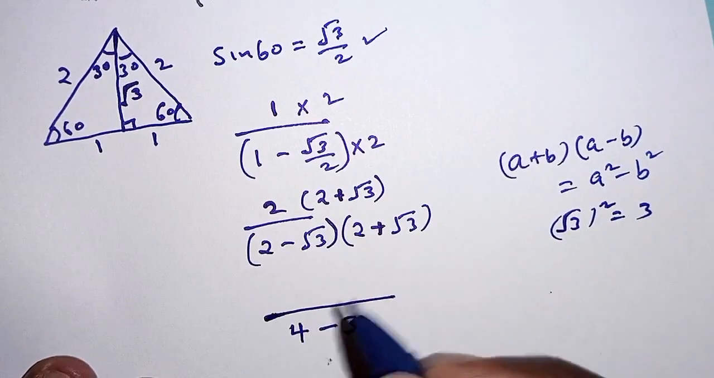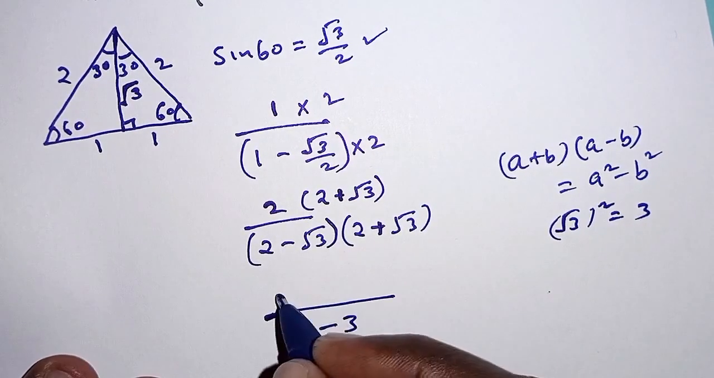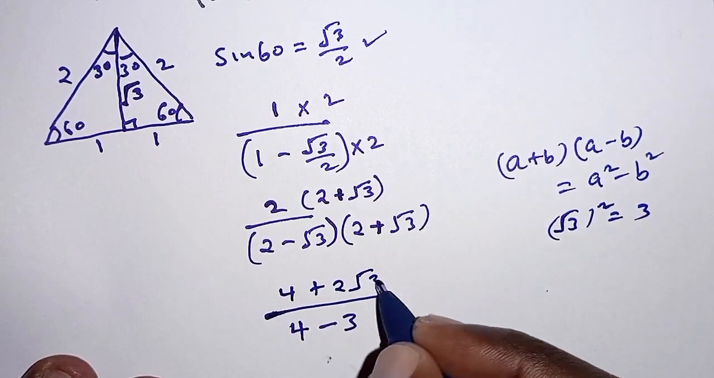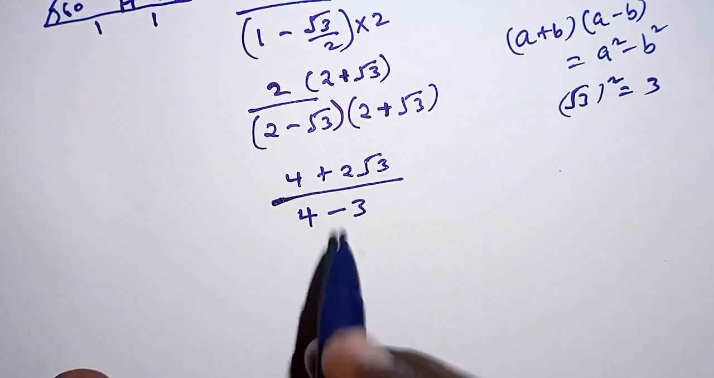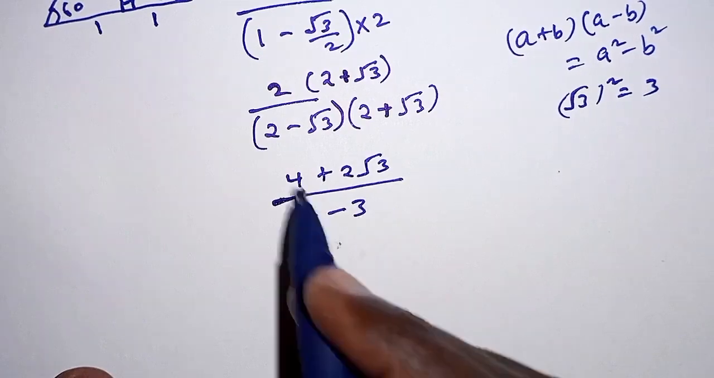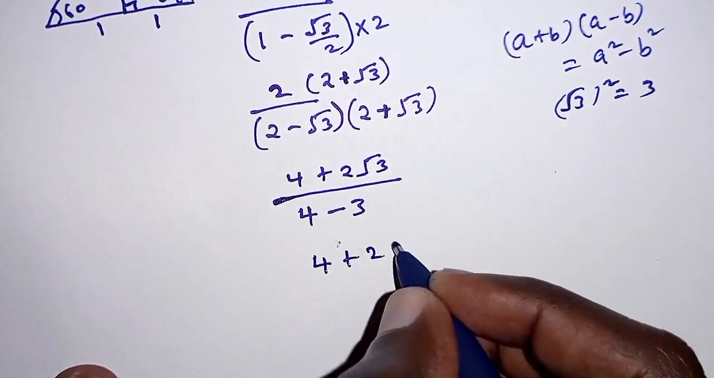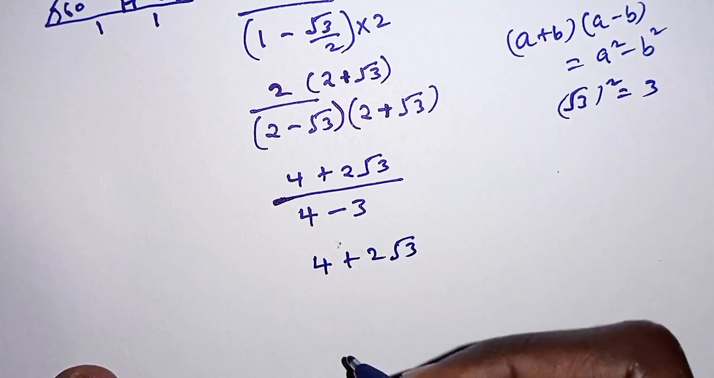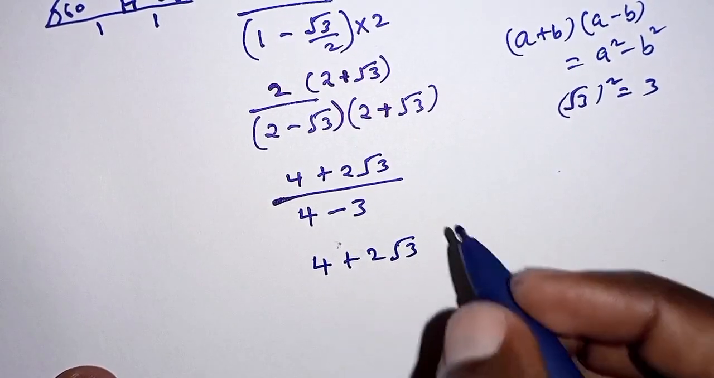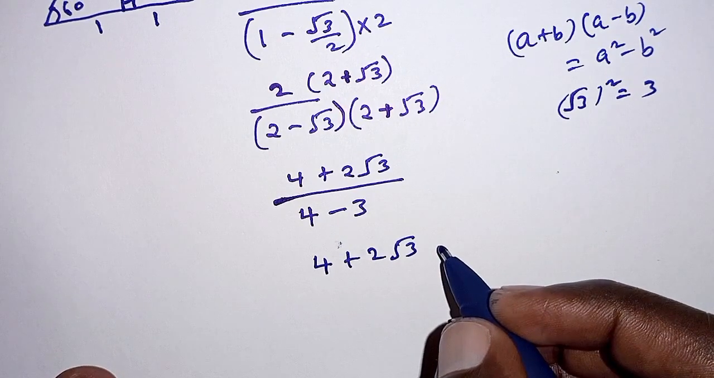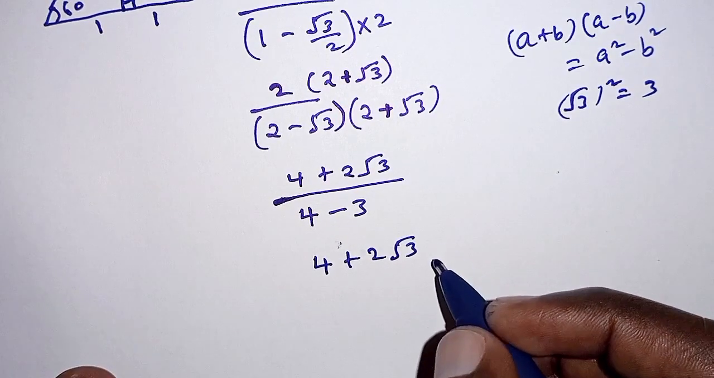And then on the numerator we can have 2 by 2, that is 4, plus 2 by root 3, that is 2 root 3. While on the denominator we have 4 minus 3 is 1, and therefore the expression becomes 4 plus 2 root 3 all over 1, which is just 4 plus 2 root 3. And thus we have simplified the expression by rationalizing the denominator.